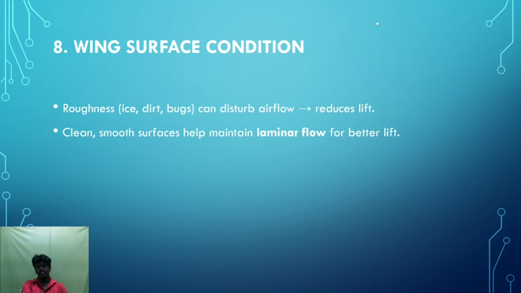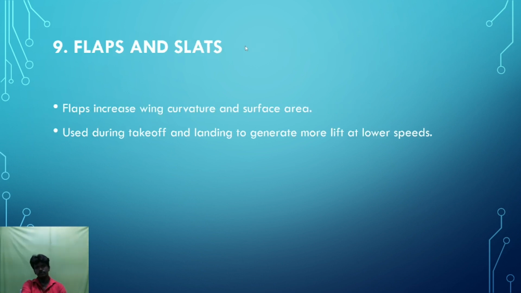So due to that, we clean the surface, and a smooth surface helps maintain laminar flow for better lift. If the surface is too rough, it will create turbulent flow and vortices. It will affect the lift also.